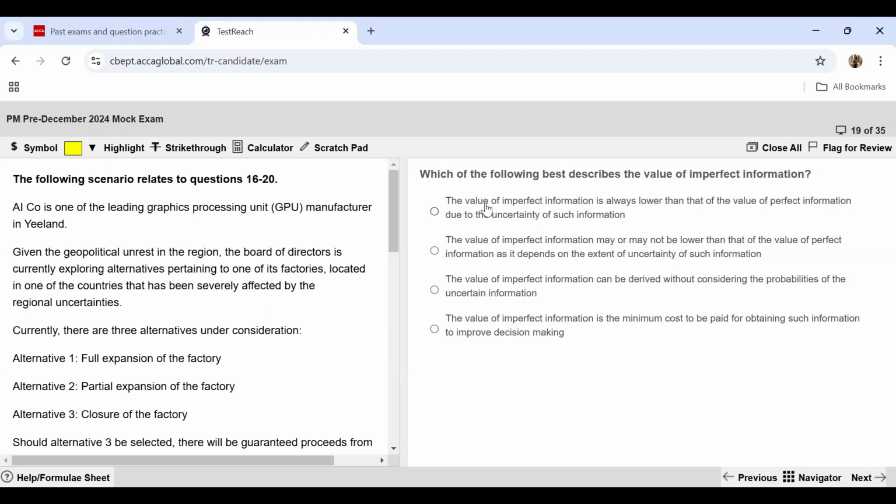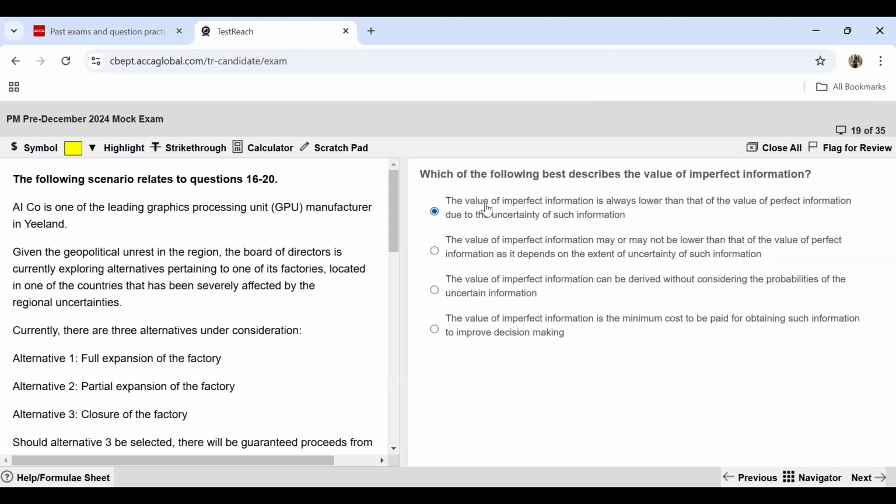So let's have a read at the statements. Statement 1 says the value of imperfect information is always lower than that of value of perfect information due to the uncertainty of such information. This statement is bang on correct, because with imperfect information, you will always be able to make lesser profits. Perfect is the perfect information, right? That is going to help you maximize the amount of money that you can make. So obviously, value of imperfect information will always be lower than perfect information, because there is still some uncertainty in the imperfect information. Let's also talk about the three statements which are incorrect and why they are incorrect.